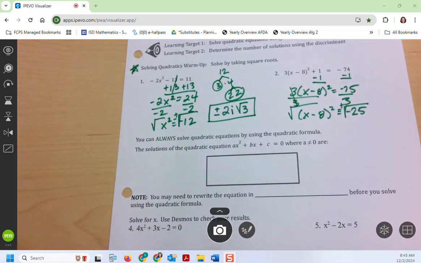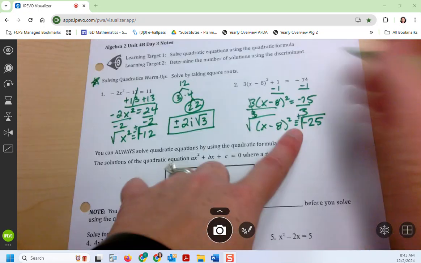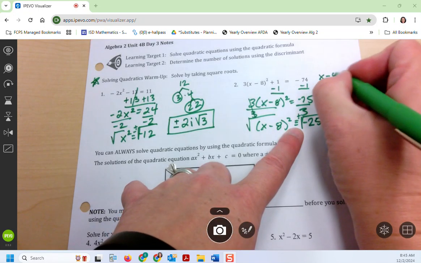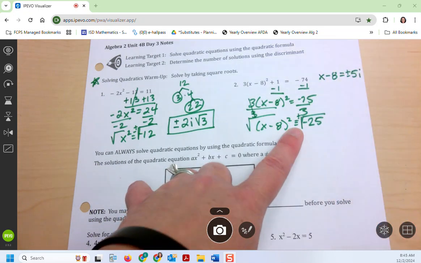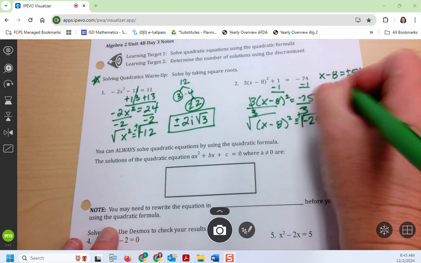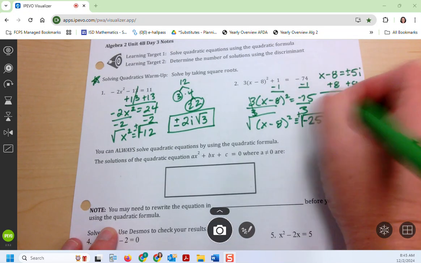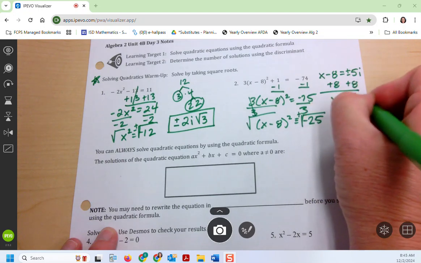And I don't have to do a factor tree for 25 because the square root of 25 is what number? 5. Good. And I have a negative, so it's going to be a 5i. So I have x minus 8 equals plus or minus 5i. And how do I get rid of the minus 8? Plus the 8, good. So my final answer is x equals 8 plus or minus 5i.